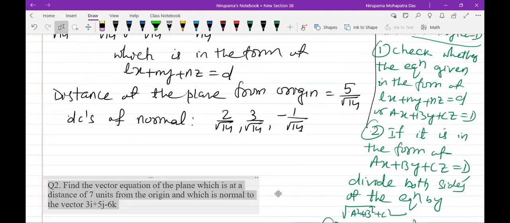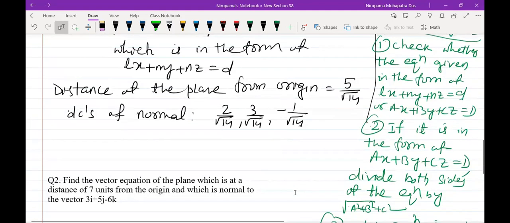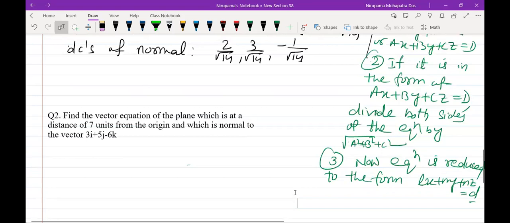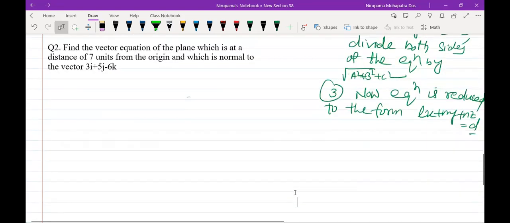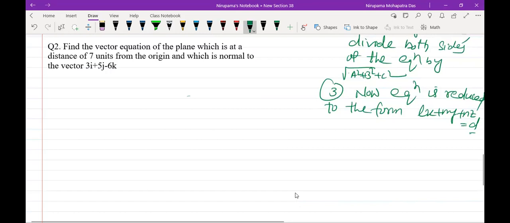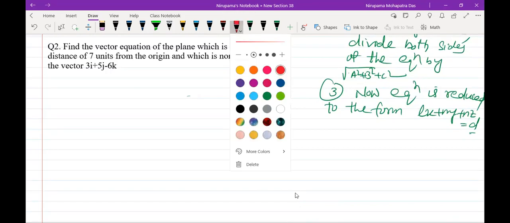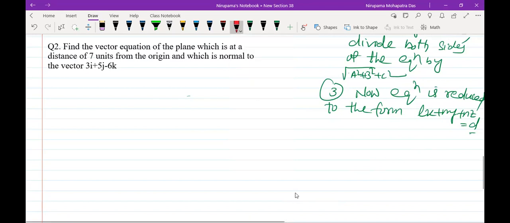Okay, so here is our question. Just go through the question once. Find the vector equation of the plane which is at a distance of 7 units from the origin. We are given d equal to 7, and which is normal to the vector given. Normal to the vector means the plane is perpendicular to this vector.